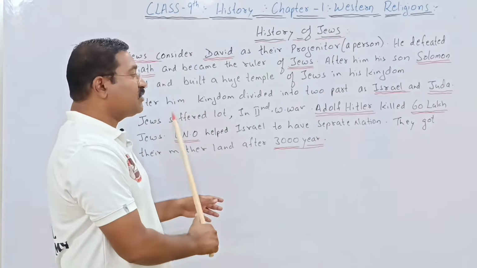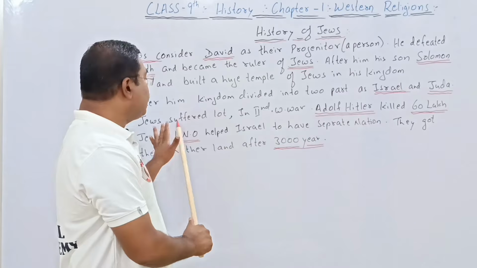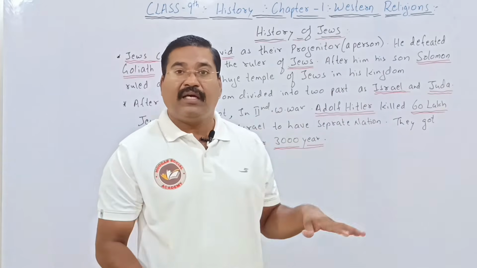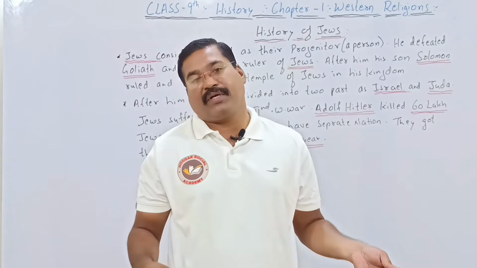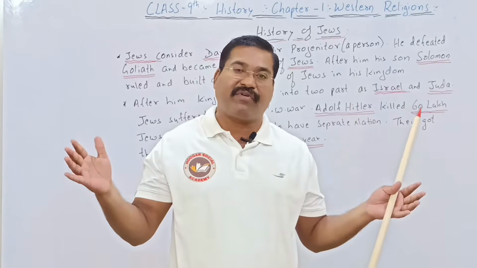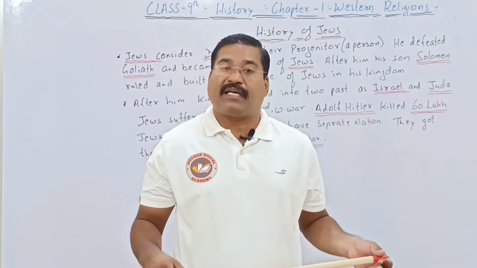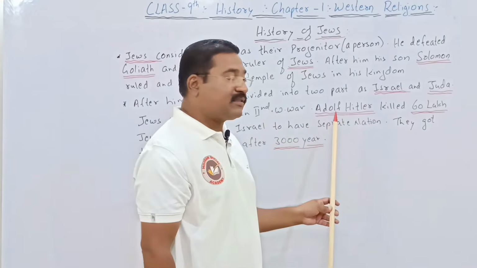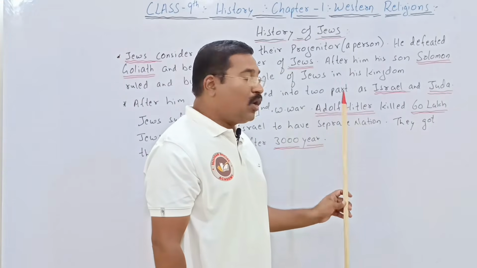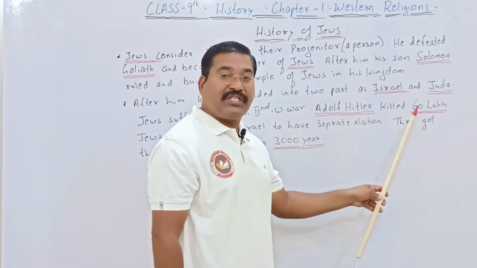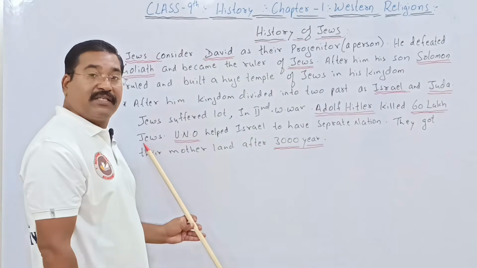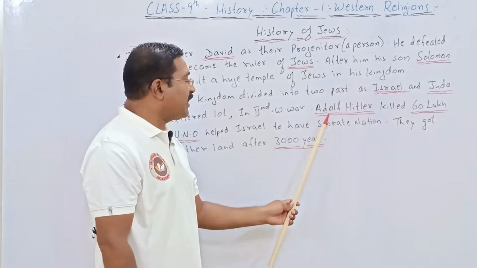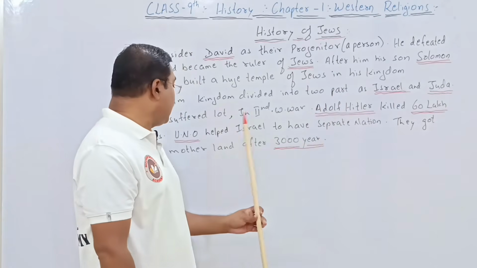Okay, and this caused the Jews to suffer a lot. They could not settle down at one particular place. So these people settled down in different corners of the Western countries. And during the Second World War, Adolf Hitler, the dictator of Germany, killed about 60 lakh Jews. How many? 60 lakh Jews were killed by Adolf Hitler, the dictator of Germany.